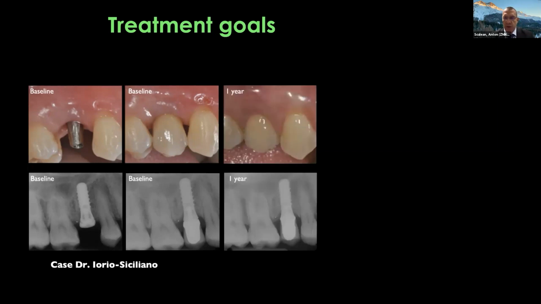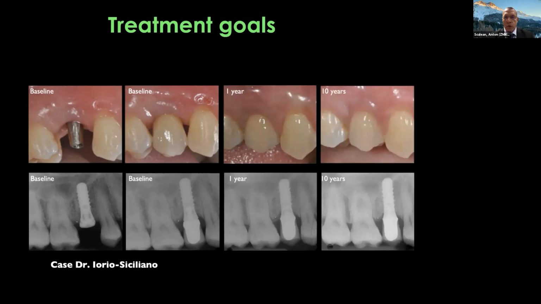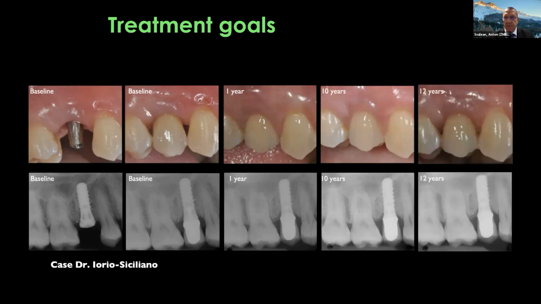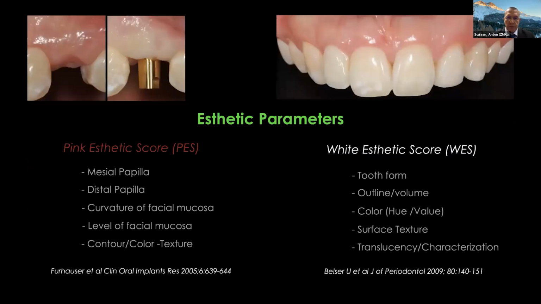Then we monitor the case. We like to look at the cases always from the same angulation with the photographs, with the X-ray over the years. And in this way, we can ensure stability of the surrounding tissues. When we are talking about aesthetic parameters at implants, we have two components. One component is the so-called white aesthetic. The second one is the pink aesthetic.